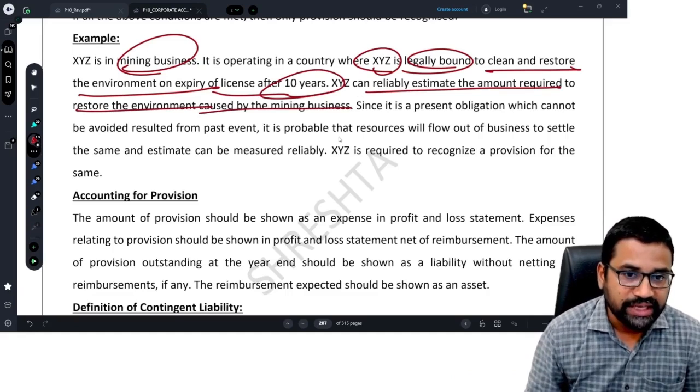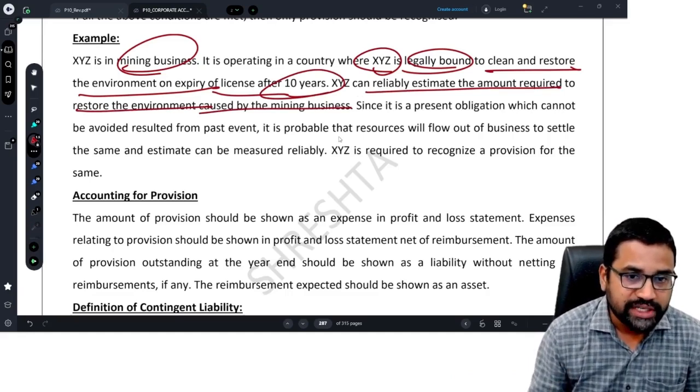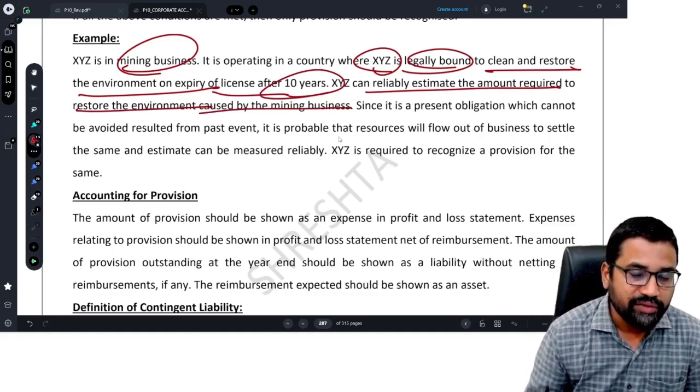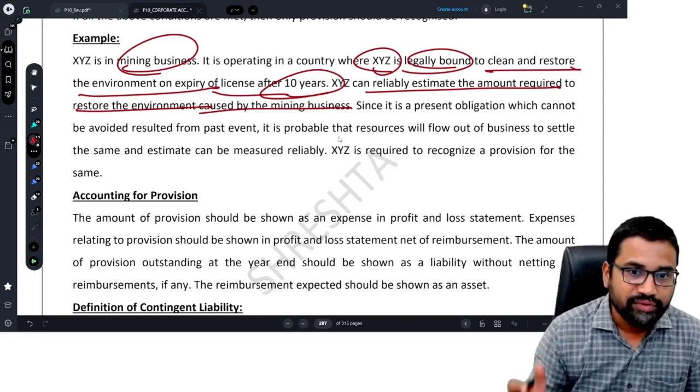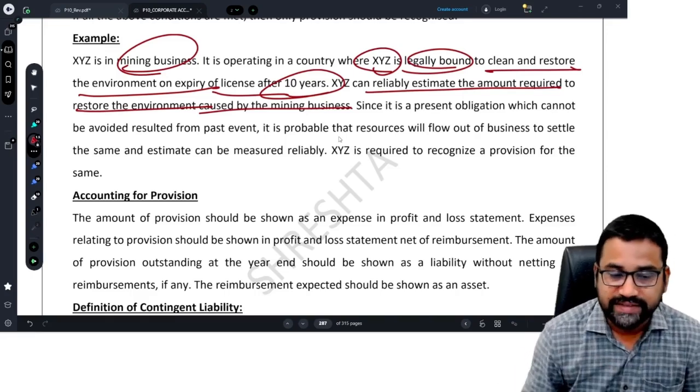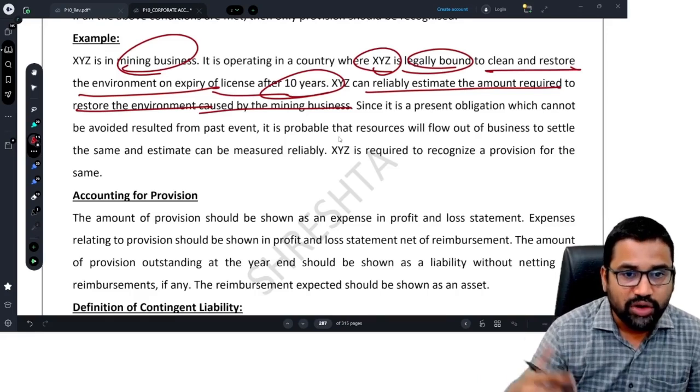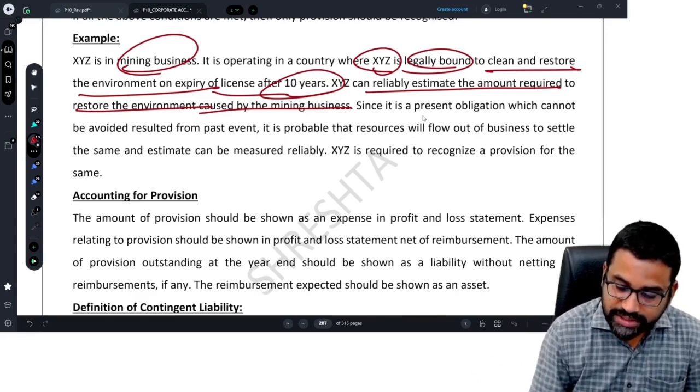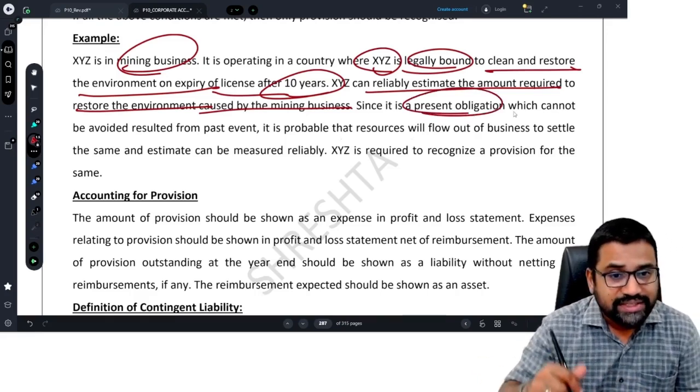See, we are doing mining, sir. Now, as per the laws of that country, once the mining is completed, we need to restore the land where we have done some excavation, mining, etc. For that, we are estimating some cost will be incurred after 10 years. Since there is a present obligation, is there a present obligation?